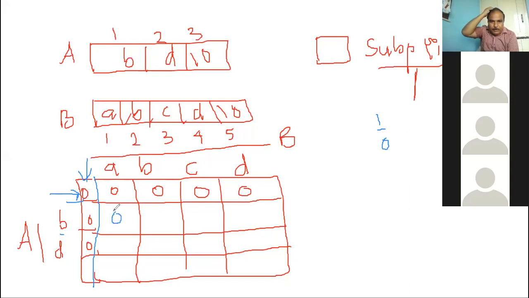Before putting a 0, please make sure that when it is not equal, you have to use the algorithm steps. What are the algorithm steps? I'll go and show the textbook, what is written there, and I'll come back and say. Shall I stop here? I'll go back and show what the textbook says about this.